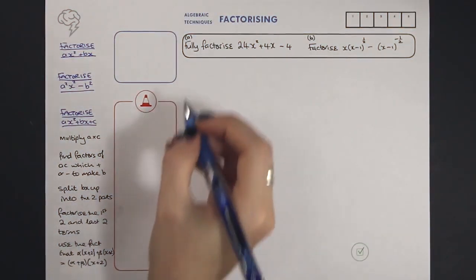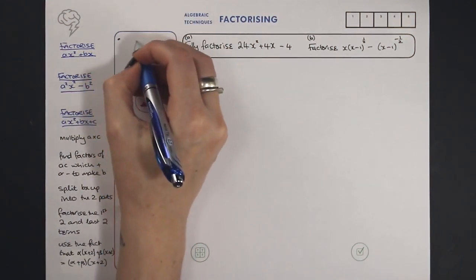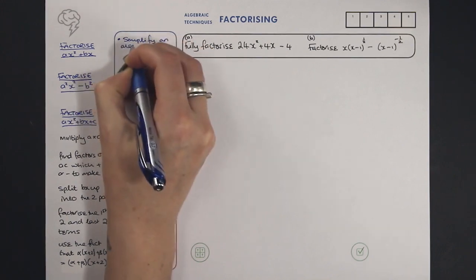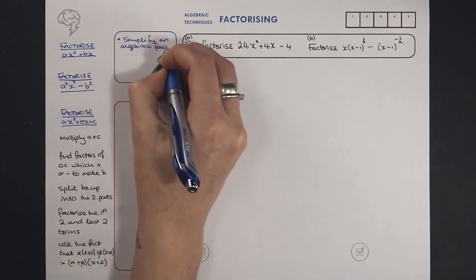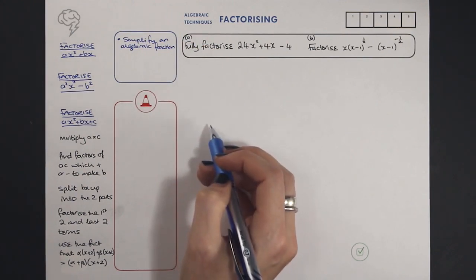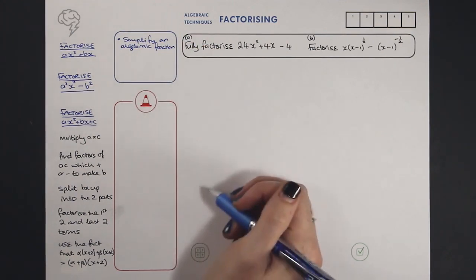So why are we going to be factorising? Three reasons I can think of off the top of my head. One would be to simplify an algebraic fraction. So if we've got stuff on the top and stuff on the bottom, if we factorise the top, factorise the bottom, then we might see a common factor and be able to cancel it.